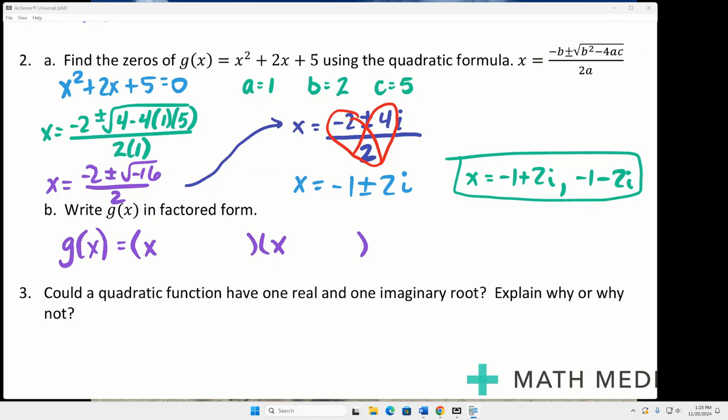And so instead of minus, we'll do a plus 1. And then instead of plus, we'll do minus 2i. Right? Now I know that's weird. You've probably never seen a factor like that before, but it's okay. And then we'll do the same thing with the other one. So instead of this minus 1, we'll do plus 1. And instead of minus 2i, we'll do plus 2i.